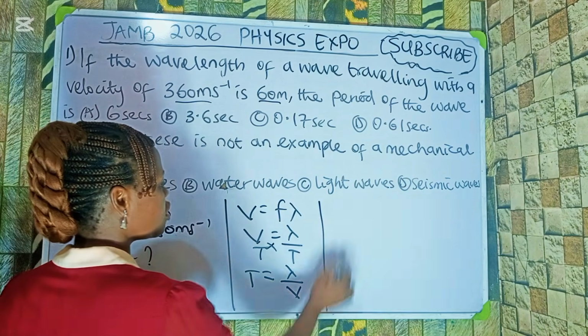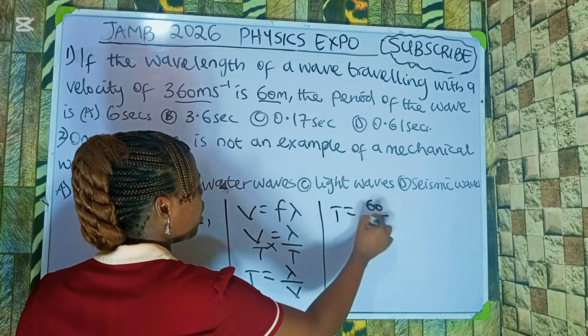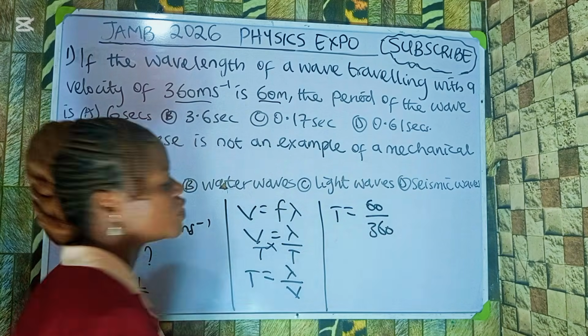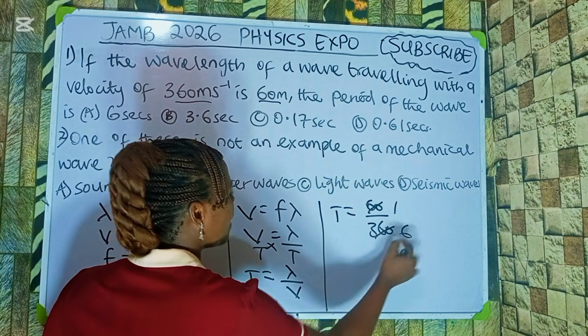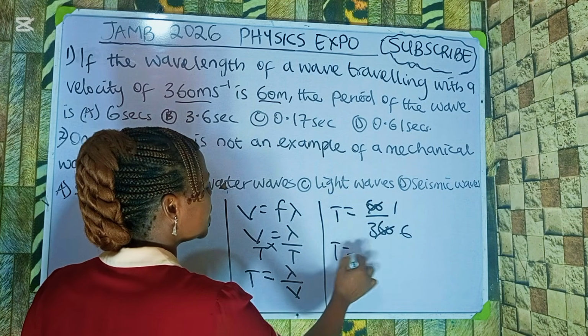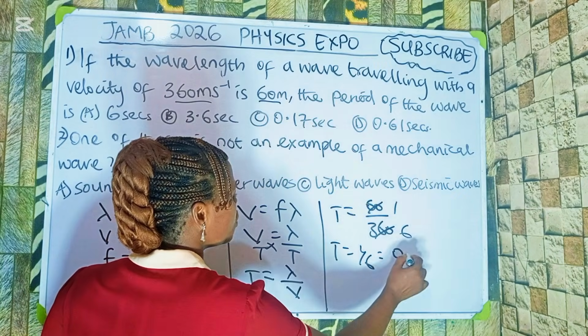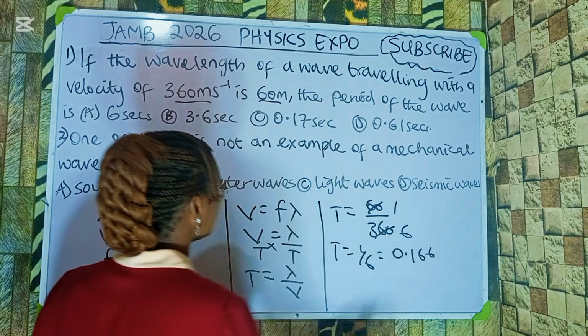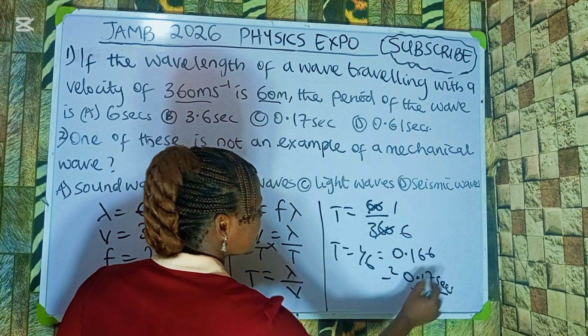So my period is equals to my lambda, 60 meters, all over 360. Let's just divide this into itself, and this into this is going to give 6. So my period is 1 over 6, which is going to give rise to 0.166, approximately 0.17 seconds. Is that clear?